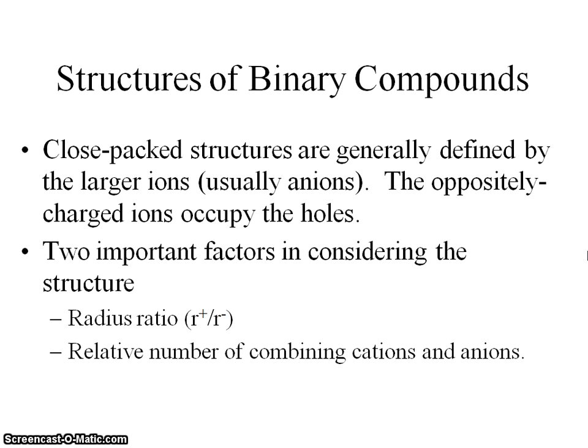Structures of binary compounds. Close packed structures are generally defined by the large ions, usually anions. The positively charged ions occupy the holes. Friends, two important factors in considering the structure: the radius ratio R plus divided by R minus, where R plus is always up and R minus is always down, and the relative number of combining cations and anions.